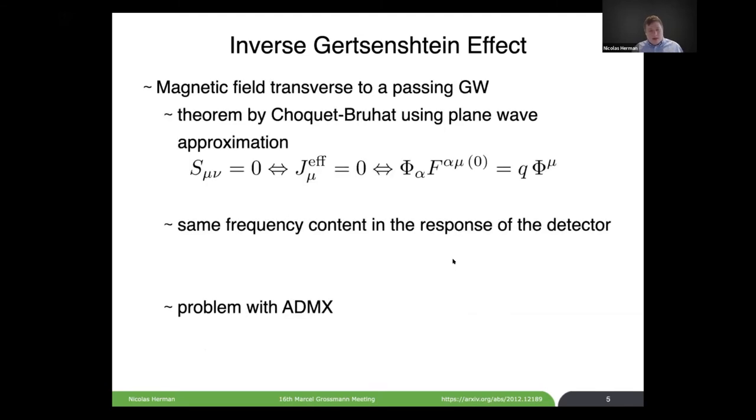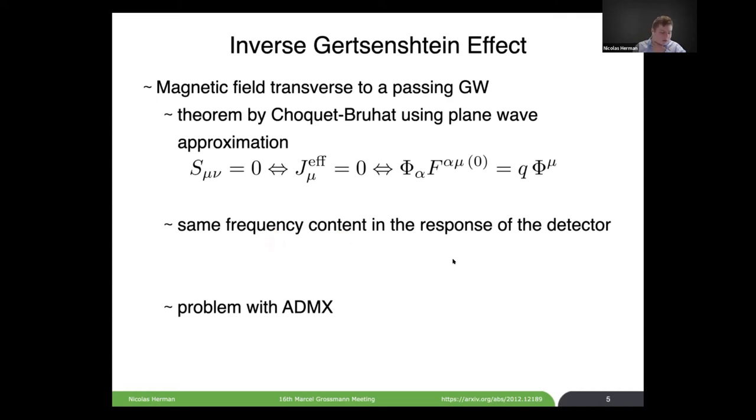I want to say that it's very important that the magnetic field must be transverse to the direction of the gravitational wave. It's verified by a theorem by Yvonne Choquet-Bruhat that says that if the magnetic field is longitudinal, the source term will vanish.